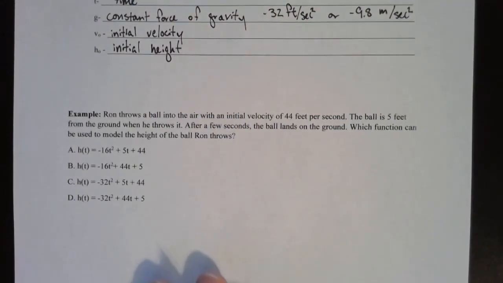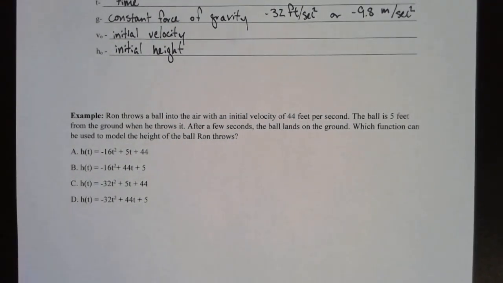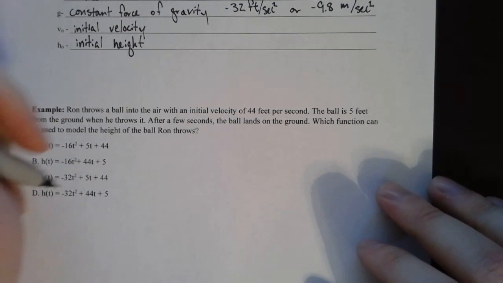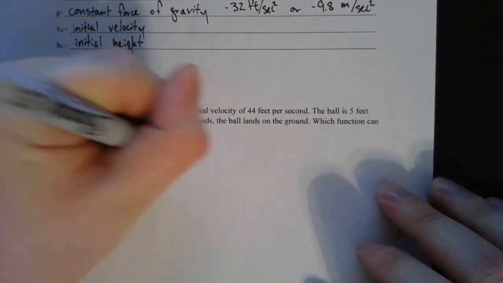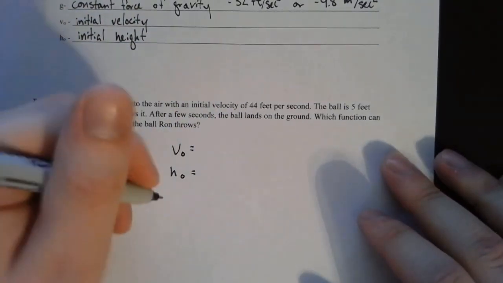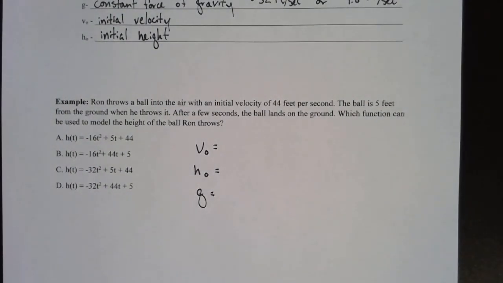So down below we have this example. It says Ron throws a ball into the air with an initial velocity of 44 feet per second. The ball is 5 feet from the ground when he throws it. After a few seconds, the ball lands on the ground. Which function can be used to model the height of the ball Ron throws? So we want to identify our v sub 0, our h sub 0, and we need to know what g is as well. Are we talking about feet? Are we talking about meters?